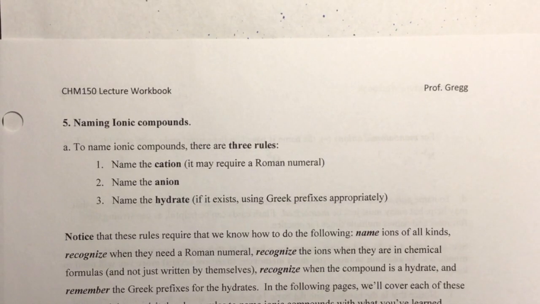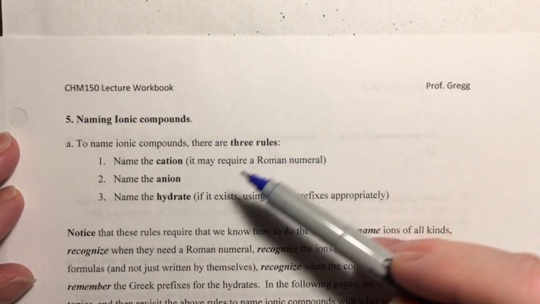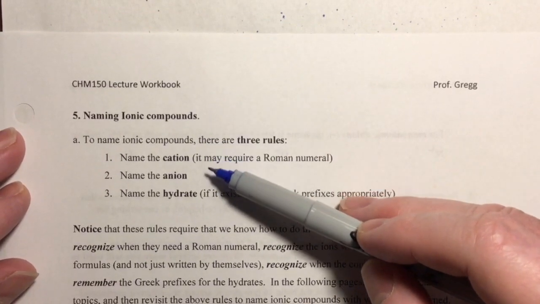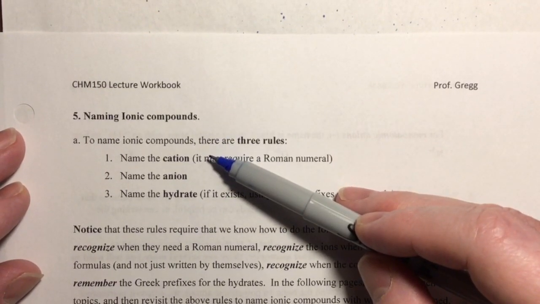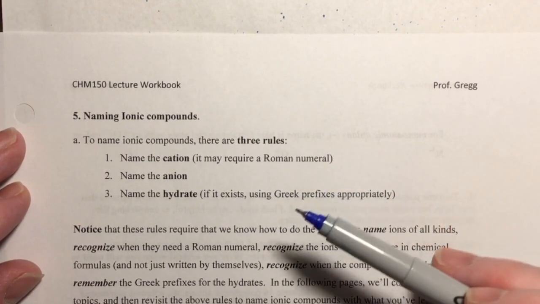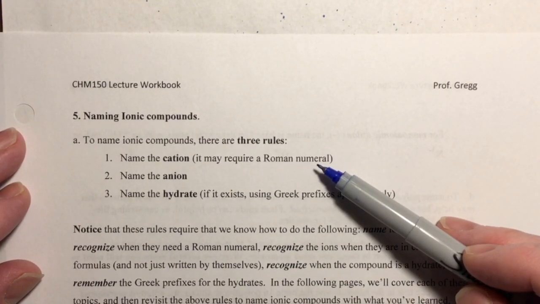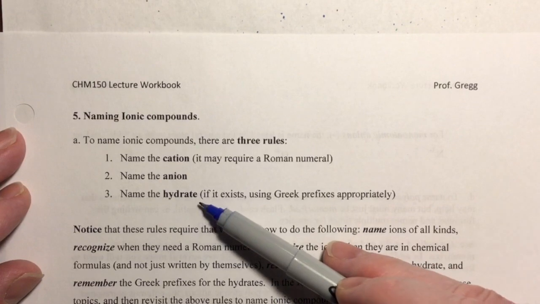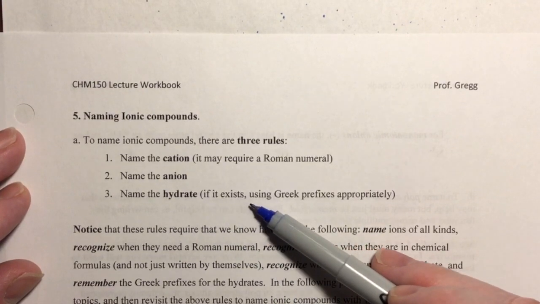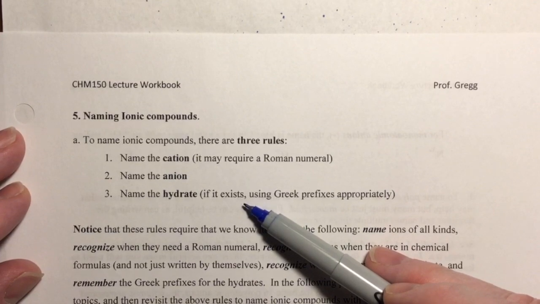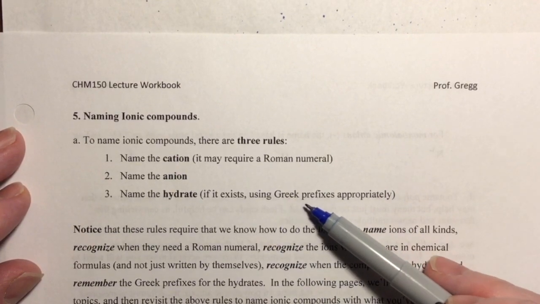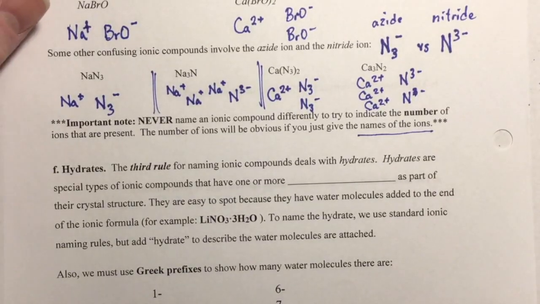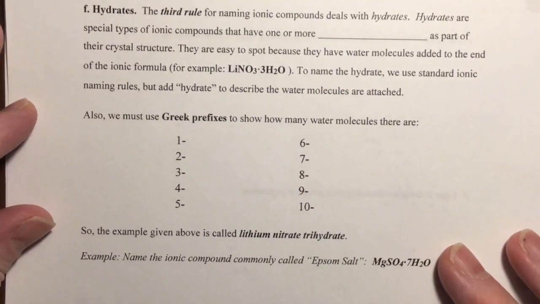Hi students, in this video we're going to talk about hydrates. These are special types of ionic compounds, and I want to refer back to our three main rules for naming ionic compounds. Rule 1 was name the cation, which may require a Roman numeral if it's a variably charged ion. Rule 2, name the anion. And rule 3, name the hydrate, if it exists, because not all compounds are hydrates. And if it exists, we're going to use the Greek prefixes appropriately. So moving back to this page, we're going to move forward here, now talking about hydrates.